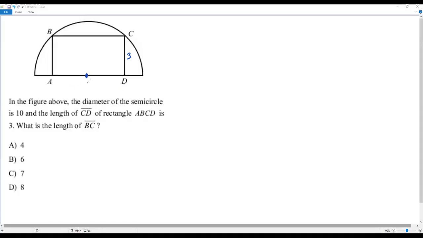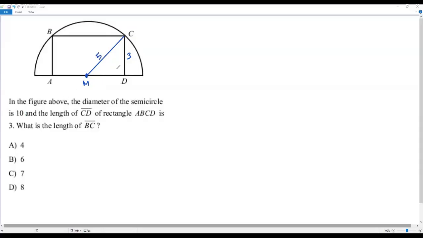Now let's name the midpoint of the side AD of the rectangle as M. So this M also represents the center of the circle. Now let me draw a radius to this semicircle, that is MC. The line segment I have drawn connects the center of the circle and a point C on the semicircle. MC represents a radius. Since the diameter of the semicircle is 10, the radius has to be 5, that is half of 10. So the length of MC has to be 5 because it's a radius.